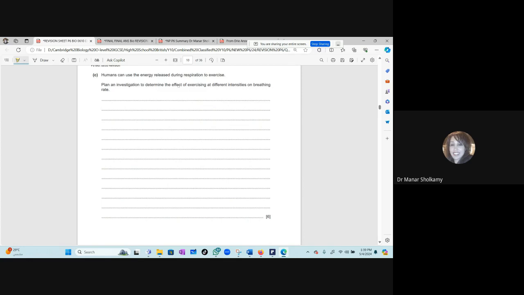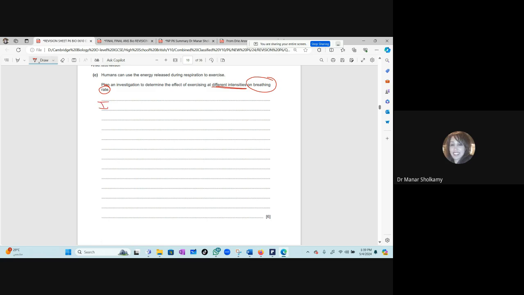Plan an investigation to determine the effect of exercising at different intensities on breathing rate. Again, I chose this experiment because it involves human subjects. What is the independent variable? Different intensities of exercise. Okay, yes, different intensities. On breathing rate, what is the dependent variable?